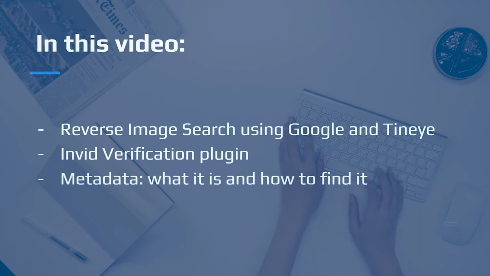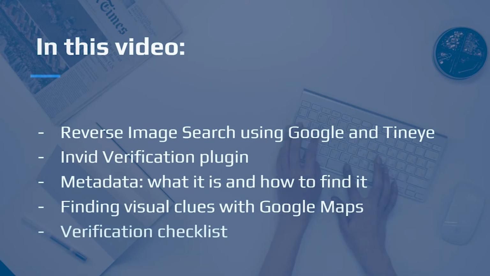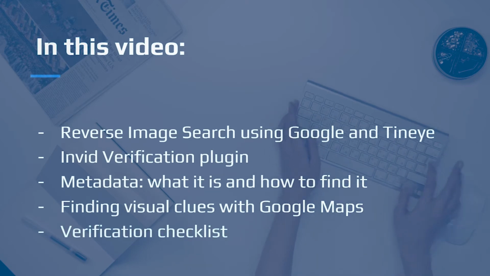We'll be looking at metadata, what it is and how you can find it. Then we'll move on to finding visual clues using Google Maps. And finally, we'll run through a checklist that you can use to make sure that you're doing everything you possibly can to verify the authenticity of what you're looking at.